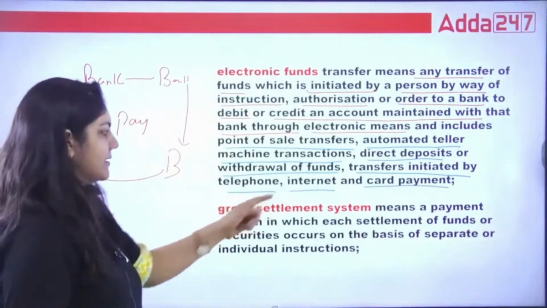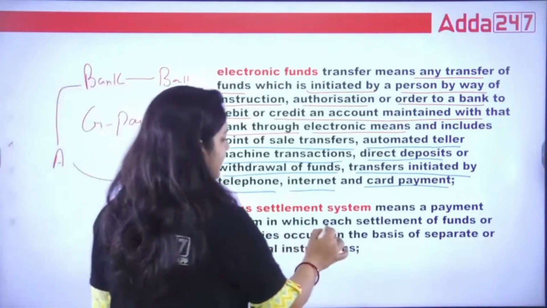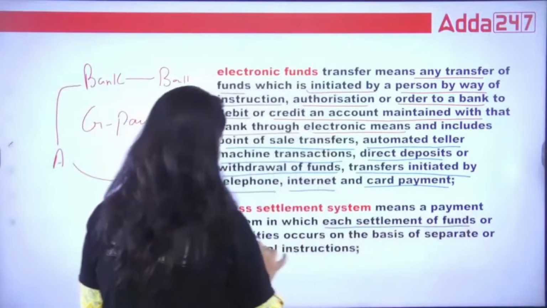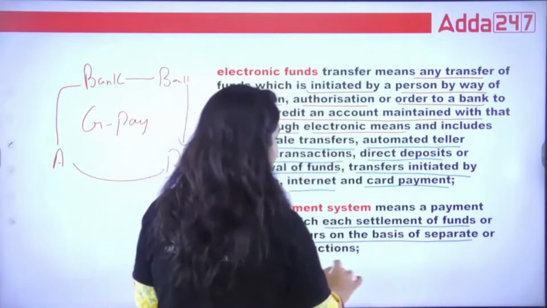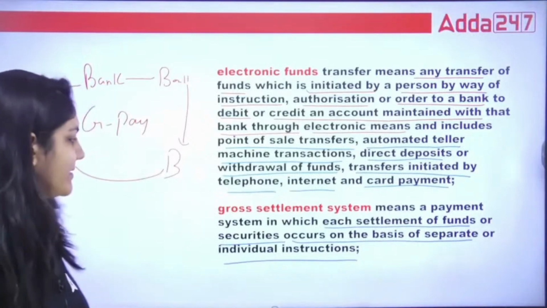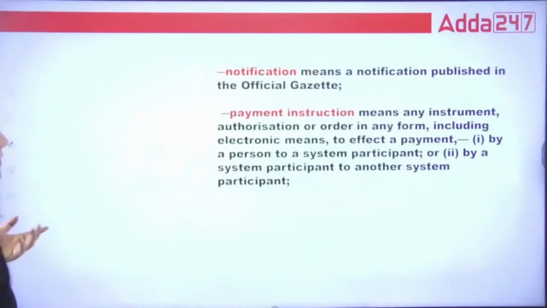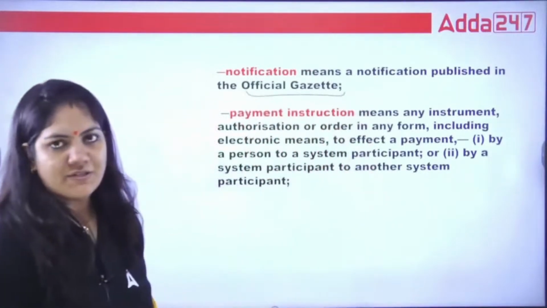What is GSS? Gross Settlement System is the system in which each settlement of fund or securities occurs on the basis of a separate individual instruction. See, class, gross settlement system, the system in which each settlement of fund and security occurs on the basis of separate and individual instruction. What is notification? That which comes in the official gazette is called notification.